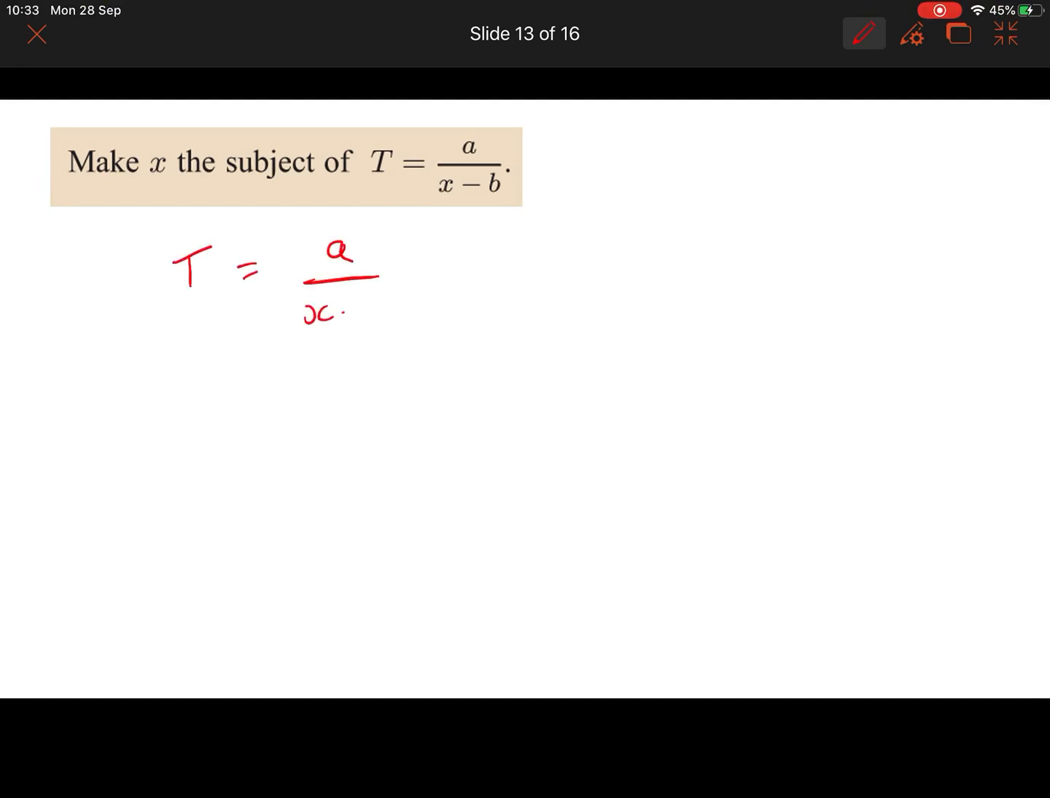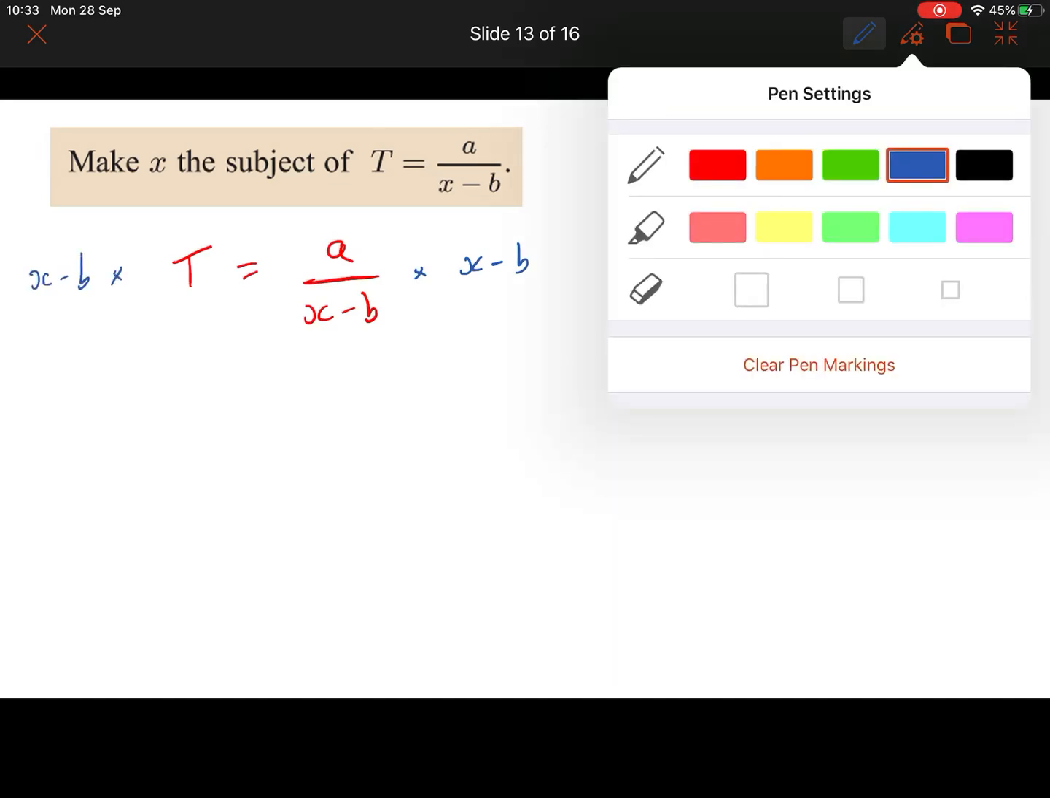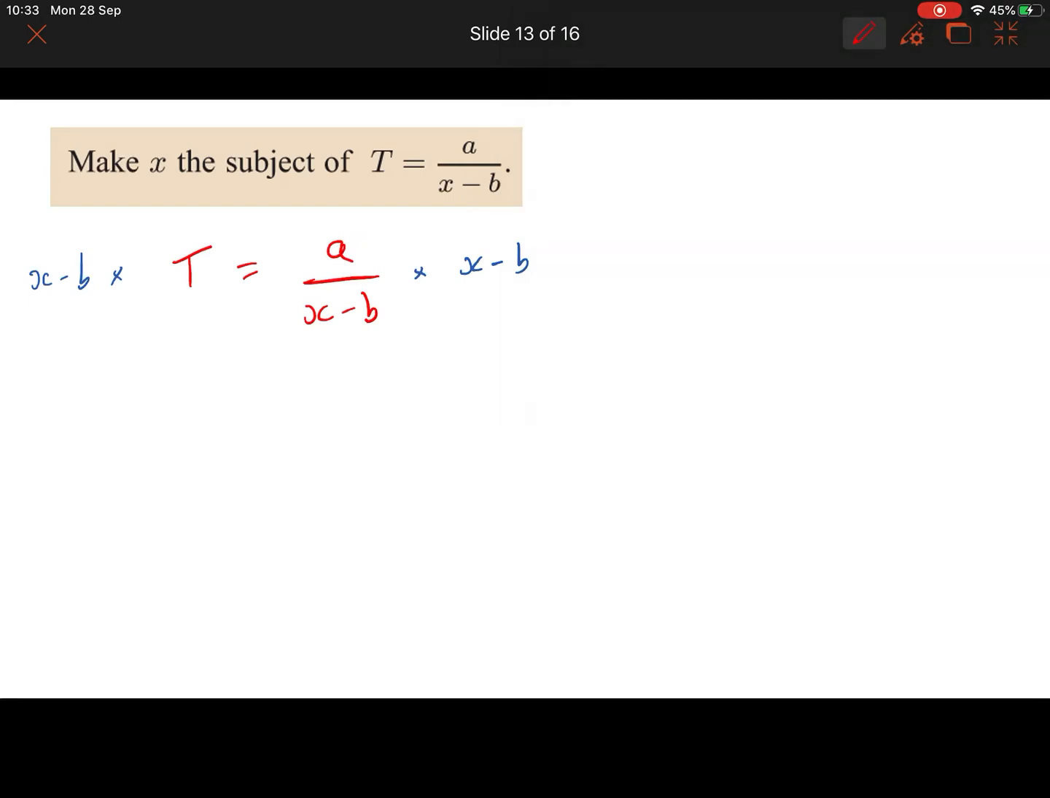Here's another example. Okay, t is equal to a over x minus b. Again, x is in the denominator, so get it out of the denominator by timesing both sides by x minus b. And use brackets. So we're going to get x minus b times t is equal to a. Now expand the brackets. tx minus bt equals a.